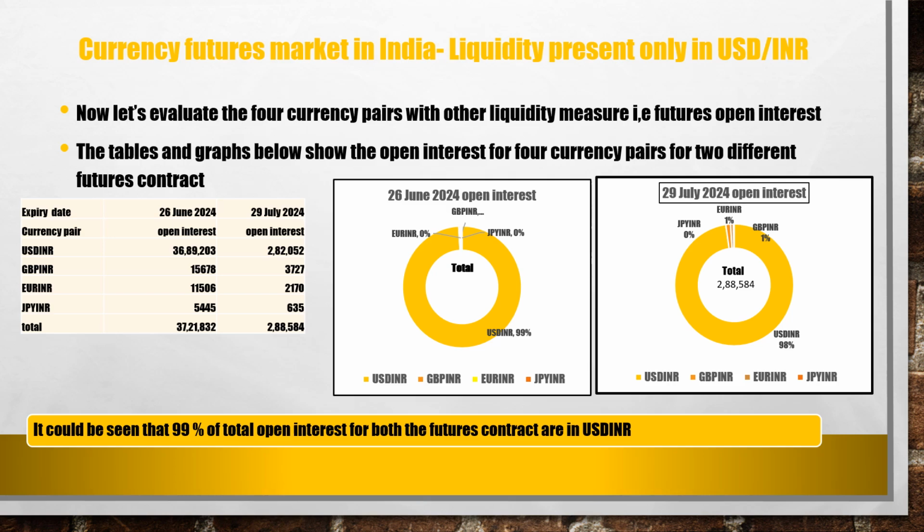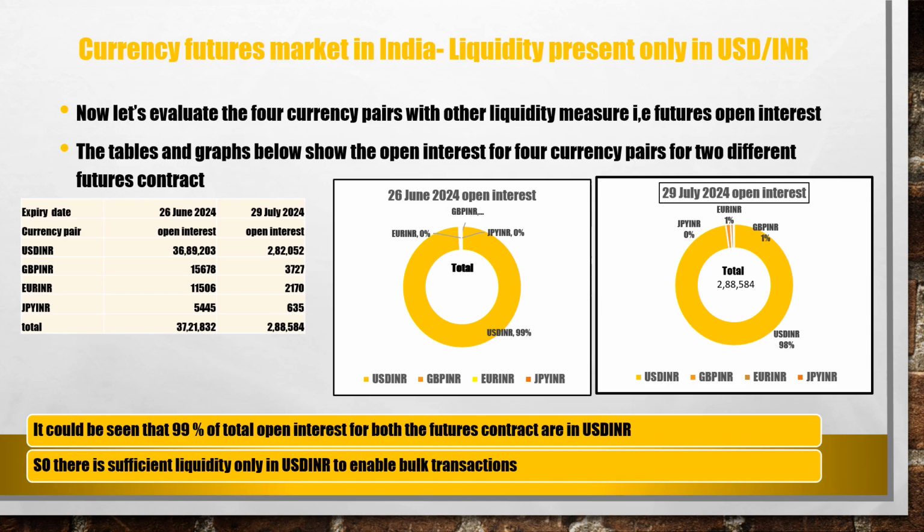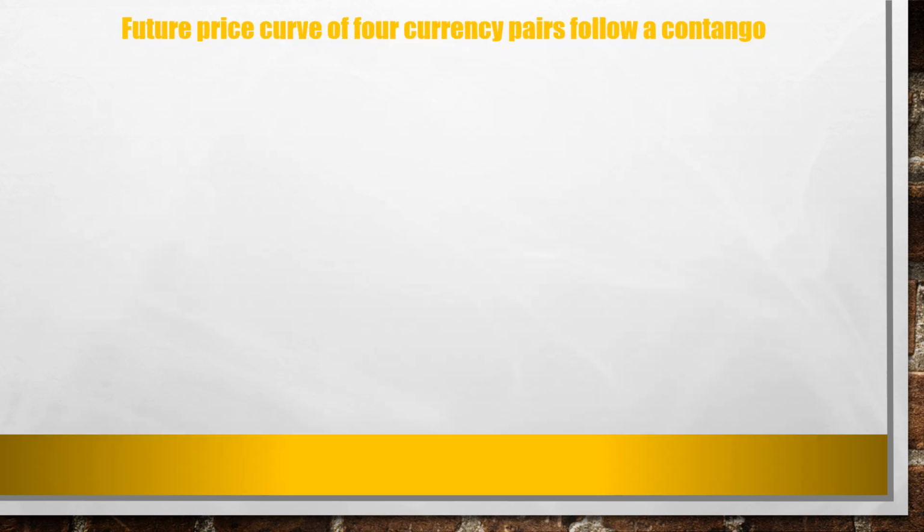It could be seen that about 99% of total open interest for both futures contracts is in USD INR. So there is sufficient liquidity only in USD INR to enable bulk transactions. Now let's see what the shape of the futures price curve of the four currency pairs is. The futures price curve of the four currency pairs follows a contango.